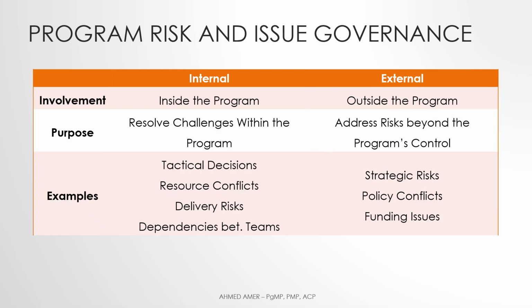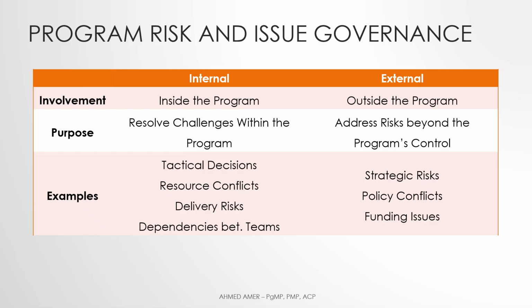External escalation occurs outside the program among the program management team, the program's steering committee, subject matter experts, and other stakeholders. The purpose of the external escalation is usually addressing risks that go beyond the program's control and require broader input or authority. This can occur when it comes to strategic risks, policy conflicts, or funding issues. No matter where the risk starts, program, portfolio, and organizational risks can trickle down and affect subsidiary programs, projects, and program components.